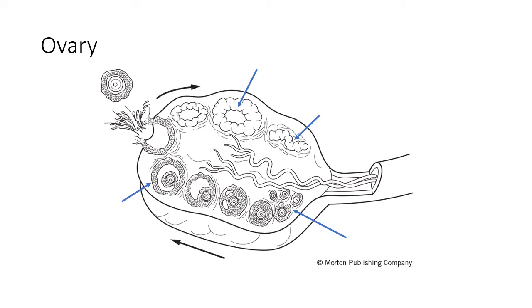So the ovary has an outer region called a cortex, much like we had a renal cortex. This outer region of the ovary is called the cortex, and it is there that we're going to find the follicles. The follicles are groups of cells that surround the developing oocyte or egg cell.